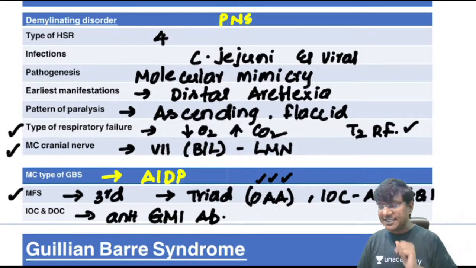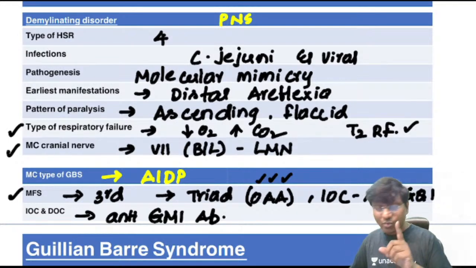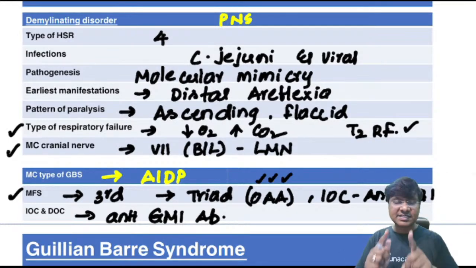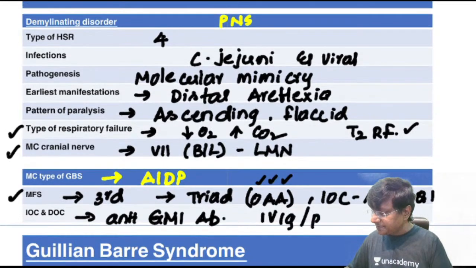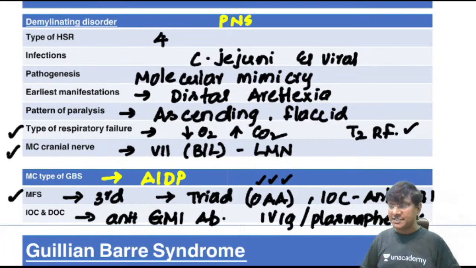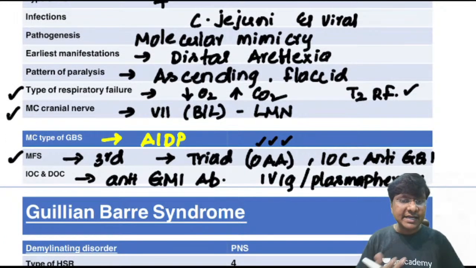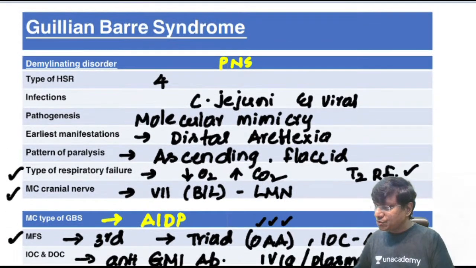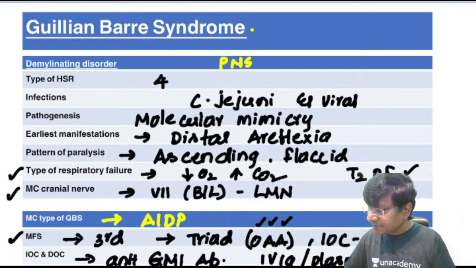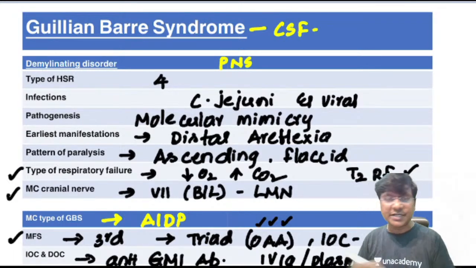Then how do you treat these patients with Guillain-Barré syndrome? What is the drug of choice? Please remember that steroids have no role in the treatment of Guillain-Barré syndrome. So the drug of choice will be intravenous immunoglobulin, and the other alternative treatment option is plasmapheresis. What will this plasmapheresis do? This plasmapheresis will filter the antibodies which are present, and thereby the individual will recover from that flaccid paralysis.